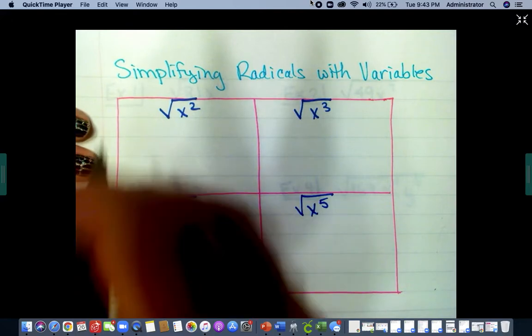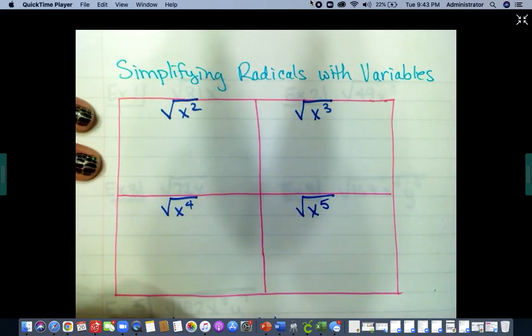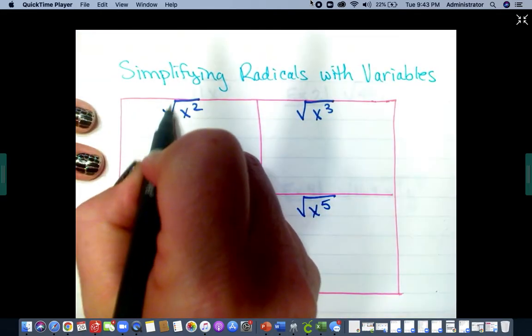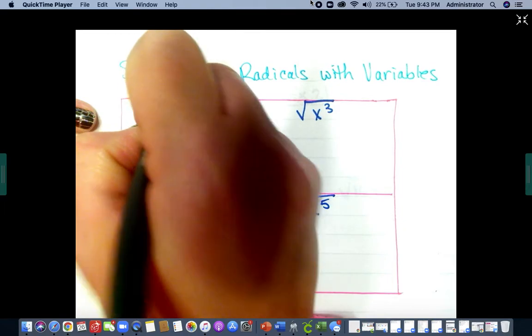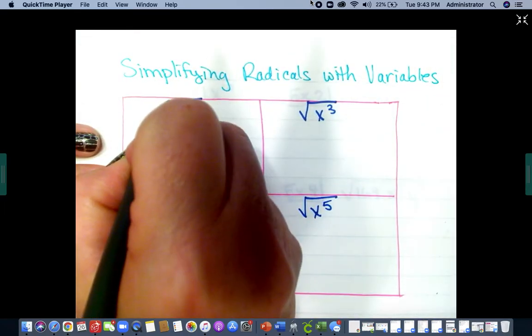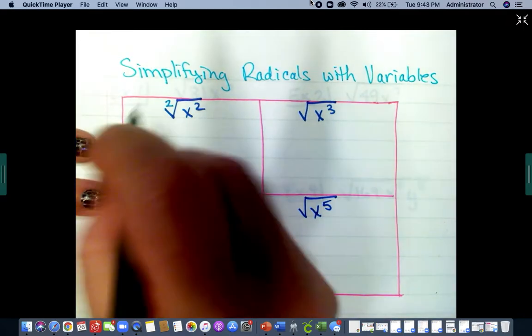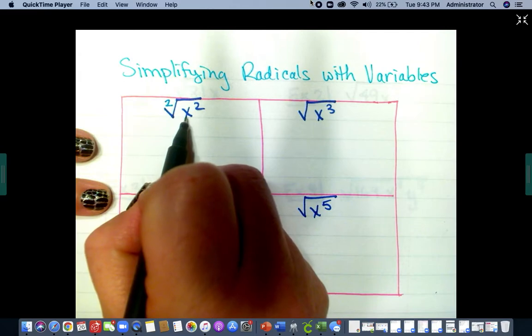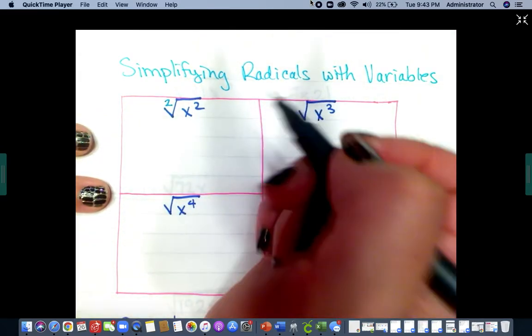So for this first one up here, we have the square root of x squared. Keep in mind that when you do not see the index, which is the root we are finding, it is understood to be 2. Taking a square root of something means to find how many pairs of the factors of the radicand we have so that we can reduce it.